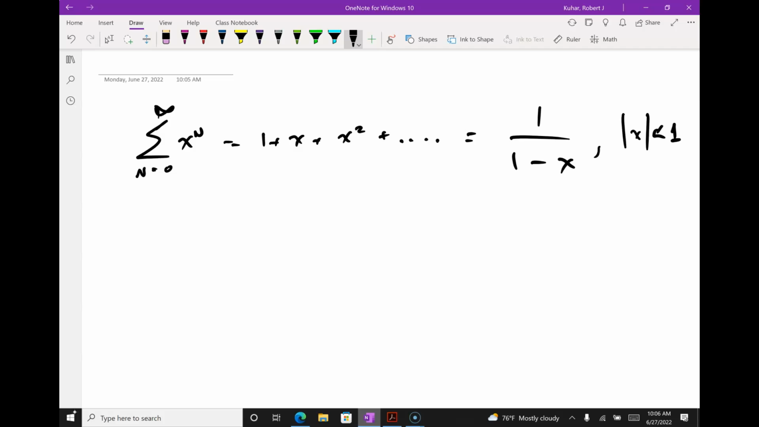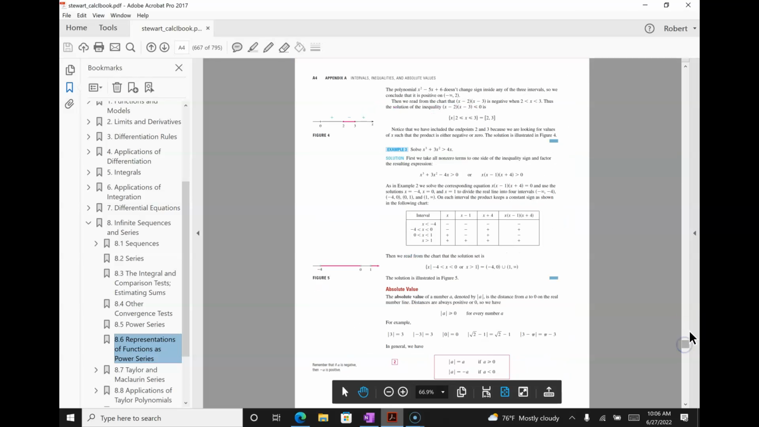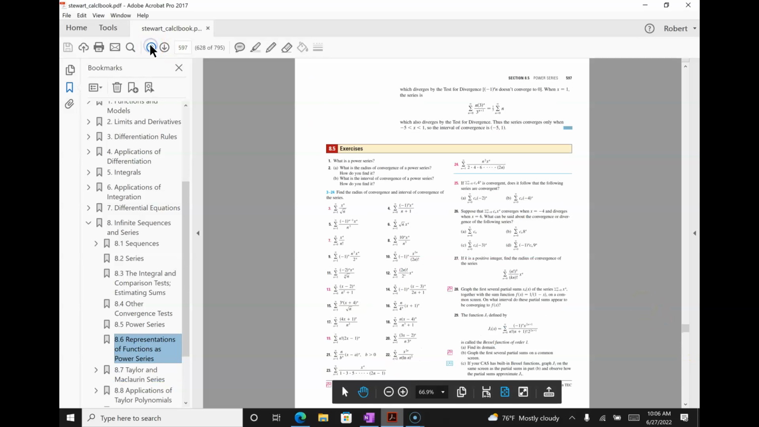So we want to look at what happens. This is my radius, this is the function, and this is the series, of course. And of course, term by term, not a problem, right? But what we want to be able to do is represent another function in the same way. So we're going to look at a couple problems here.